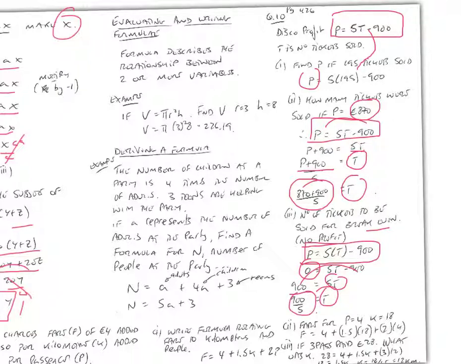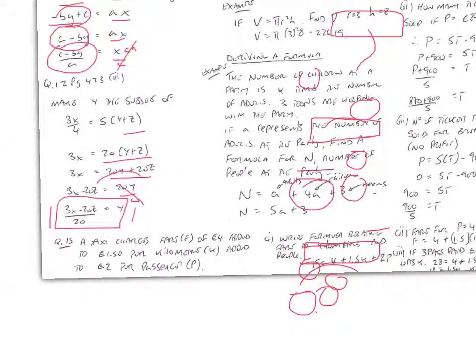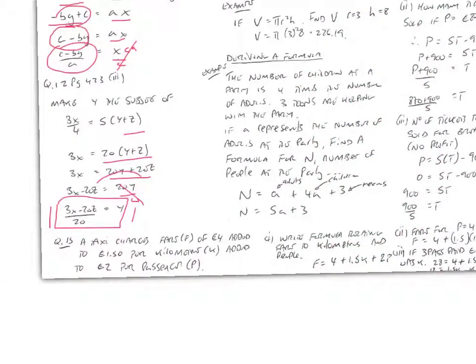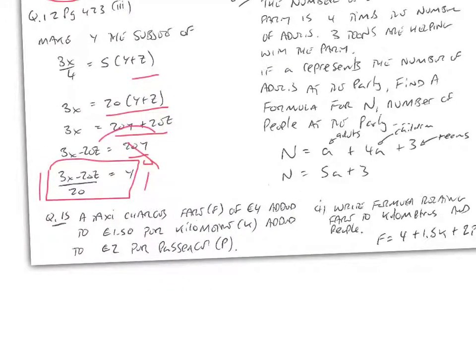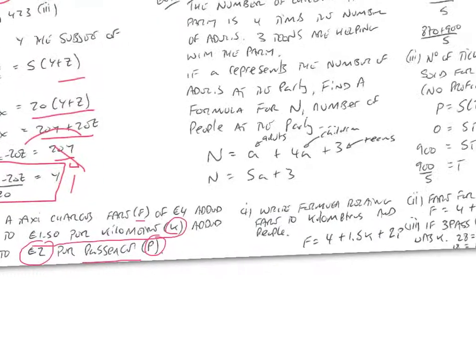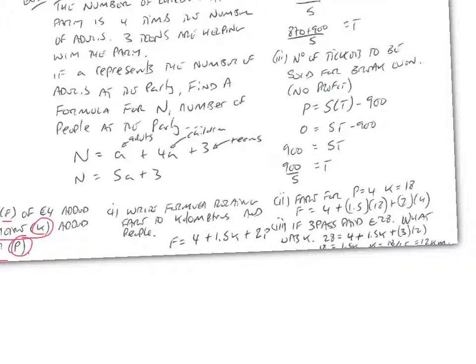Okay, one final example now, to do with taxis and taxi fares. And here it is down here. A taxi charges a fare F of €4, added to €1.50 per kilometre K, added to €2 per person P. Write a formula relating the fare to kilometres and people. Well, the fare must be equal to €4 plus €1.50 per kilometre plus €2 per person.